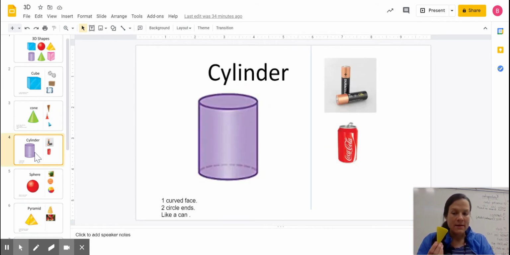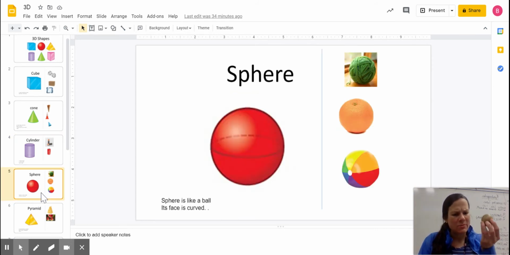Awesome. My next shape is a cylinder. Cylinder looks like a can of Coke or green beans. Say cylinder. Good job. Now what's this shape called? It looks like a ball or an apple, same shape, or an orange. A sphere. Can you say sphere?